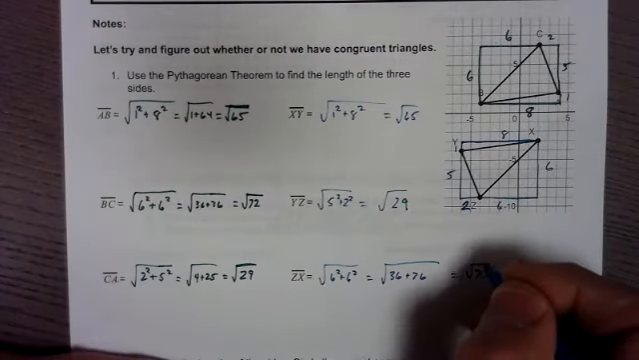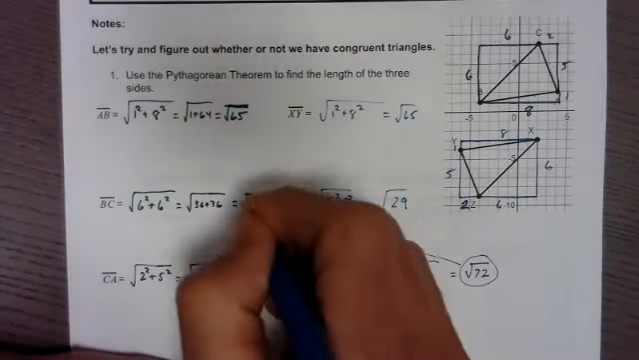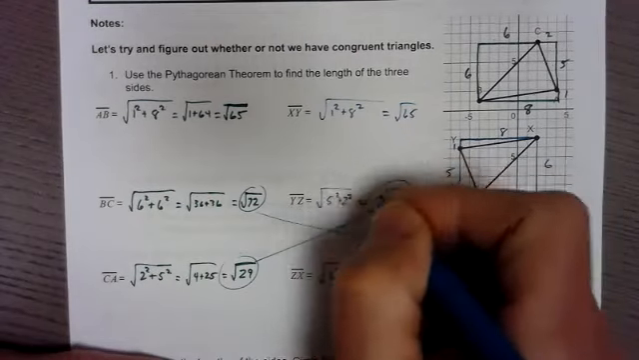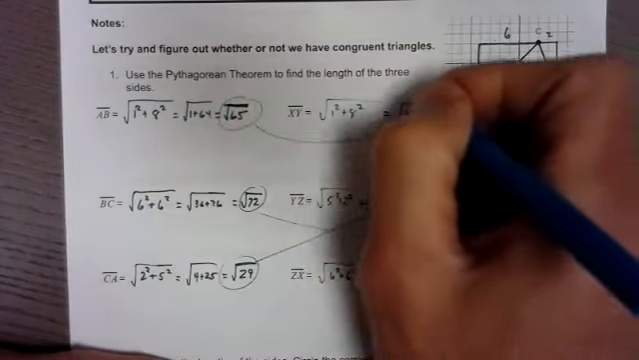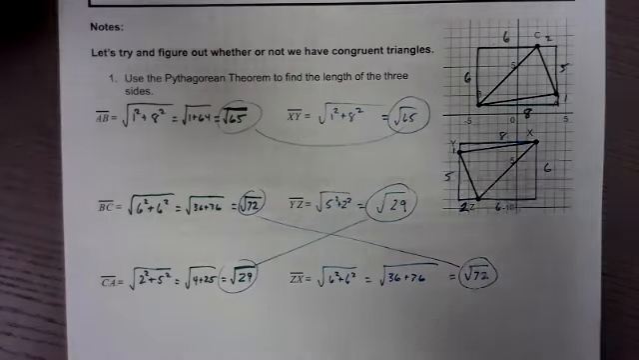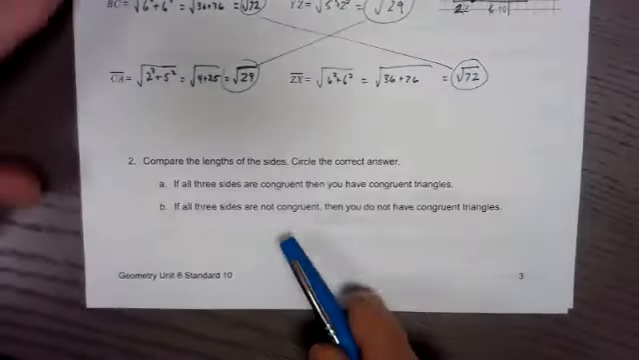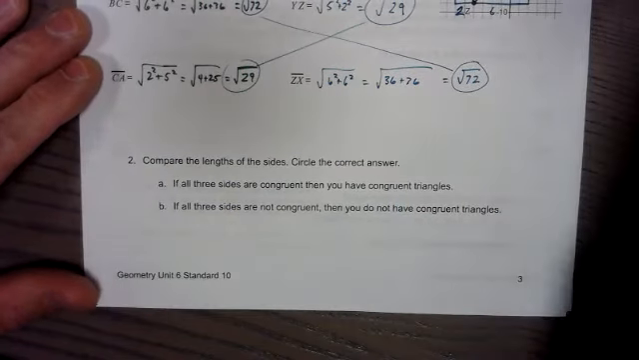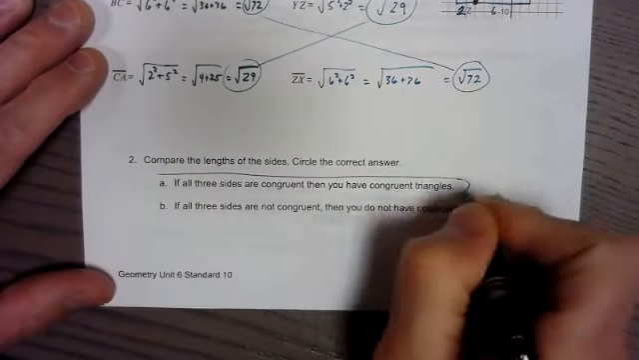Now what I have is matching pairs. 1 matching pair, 2 matching pairs, and 3 matching pairs, which is exactly what I'm looking for to prove that the triangles are congruent to each other. Awesome. Okay, so finally down here, if all 3 sides are congruent, then you have congruent triangles. Wonderful.